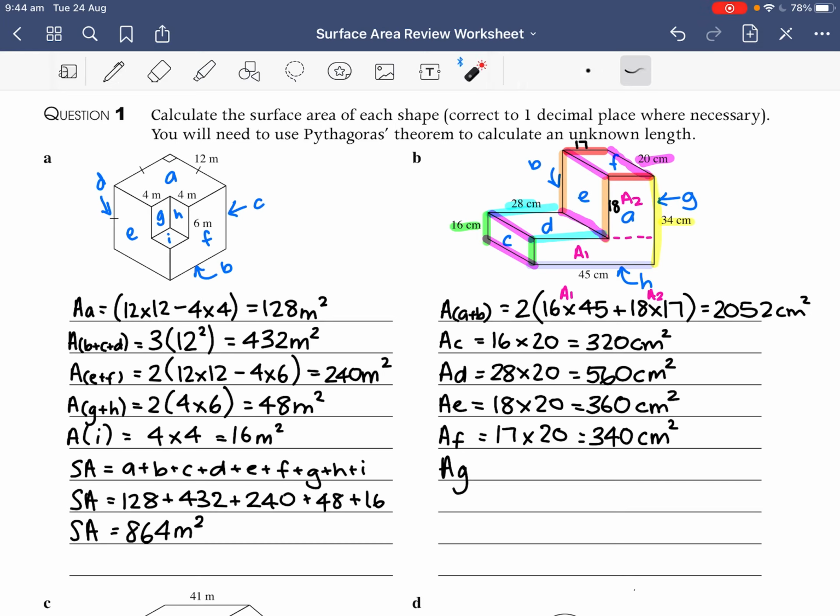Area G is our side rectangle here, and it has dimensions 34 by 20. 34 times 20 is equal to 680 centimeters squared. And then we have our last area, area H, which is 45 by 20. So area H is equal to 45 times 20, which equals 900 centimeters squared.